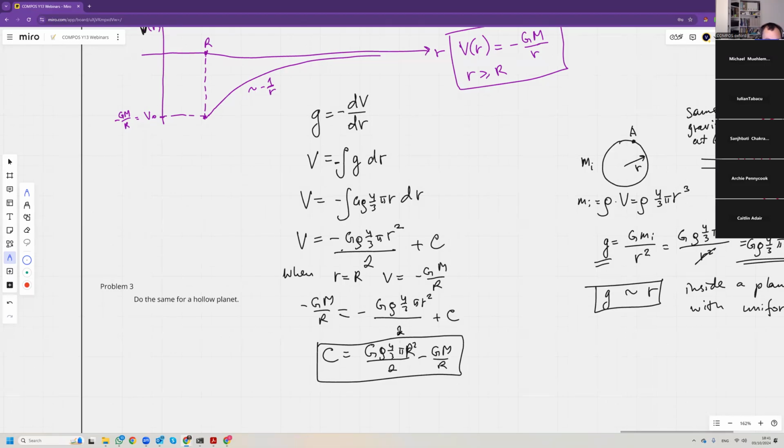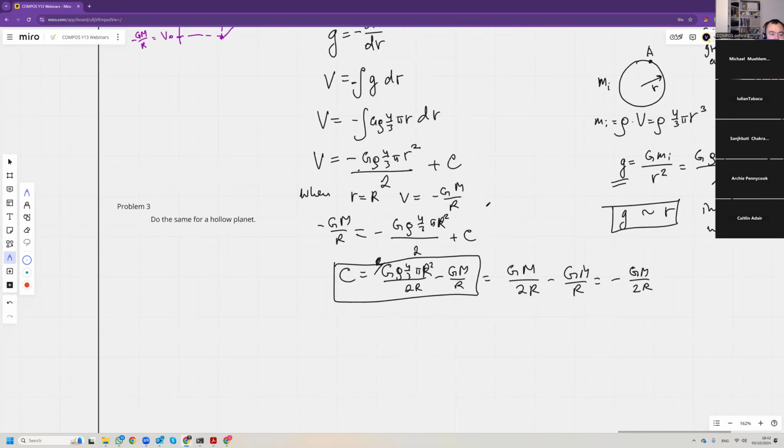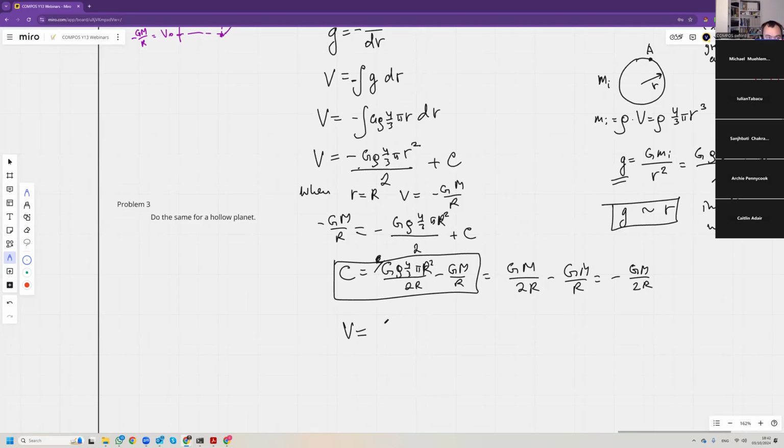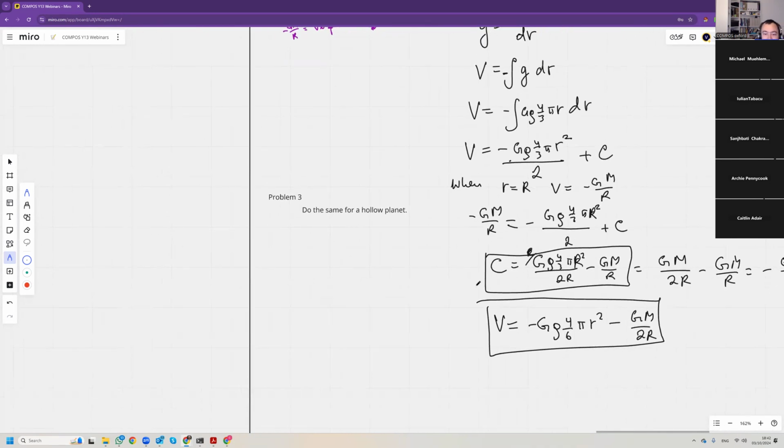R squared, of course, because we need to substitute r squared. So yeah, that is C, and then you just have density times volume, GM, to multiply this by r, and you get GM over 2R minus GM over R, which is minus GM over 2R. Oh, that's beautiful. So V is minus g rho 4/6 pi r squared minus GM over 2R. And that's what you get.